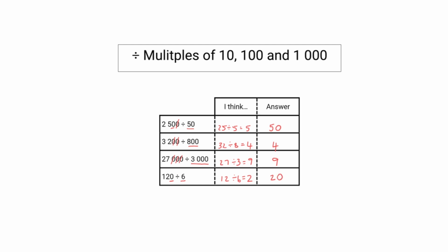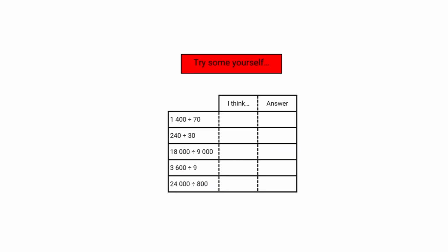Just remember, however many zeros the number you're dividing by has got, that's how many zeros you'll cancel off your original number. Okay, now that you've seen how to do these sums, it's time for you to try some yourself. There's a mixture here of multiples of 10, 100, and 1,000, so be careful with how many zeros you cancel off your original number. What you're going to do now is pause this video, work out these answers, and then come back to the lesson to check if your answers are correct.